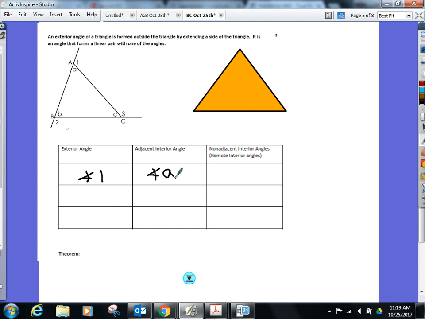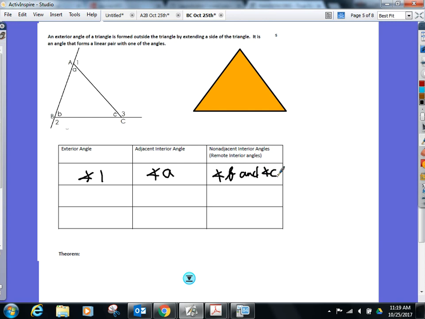That's very easy to find because it's the one right next to it. The other two in the triangle, the ones that are not adjacent but still inside the triangle, you can refer to them one of two ways. Non-adjacent interior angles. That's clever, huh? I'll be referring to them, though, as the remote interior angles. Those are the two angles inside the triangle that are not adjacent to the exterior angle. In our case, for angle 1, what are the remote interiors? What are the other two inside that are not next to it? B and C.